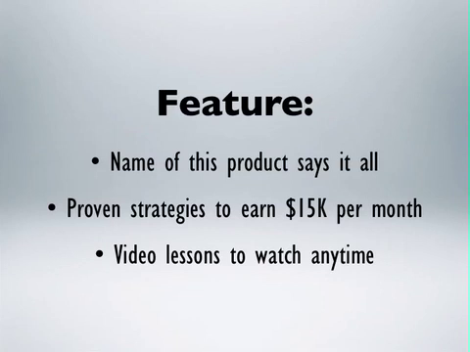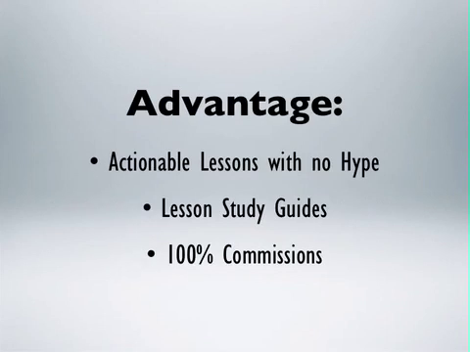Now, really, I've just said it. The name of this product really does say it all. Okay, proven strategies to earn $15,000 per month in your online business. There are video lessons again to watch anytime. Advantage: there's that word again. These are actionable lessons with no hype. You basically have online webinars that have been recorded. I think there's over 20 of them.